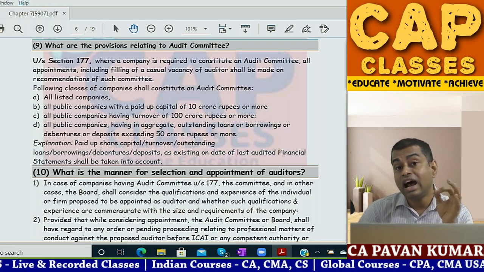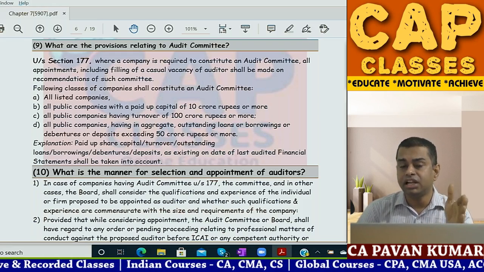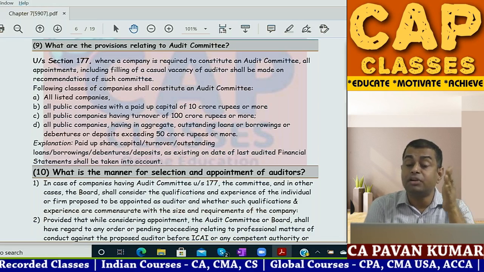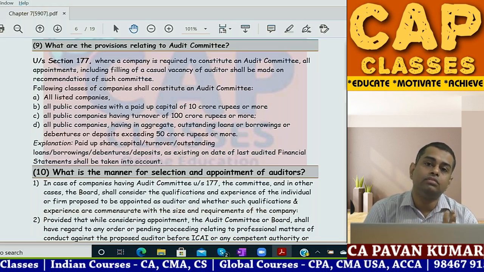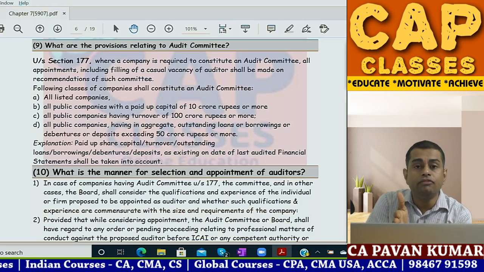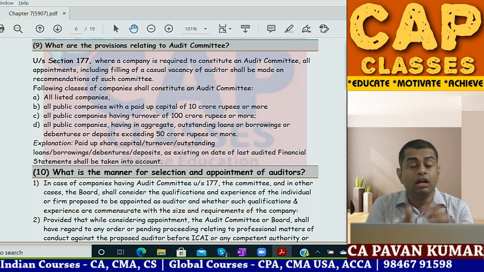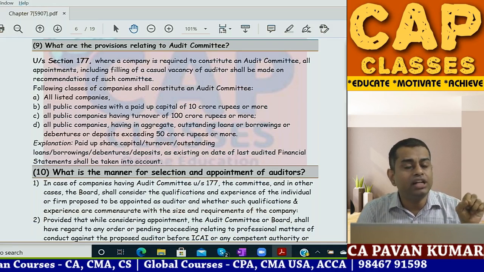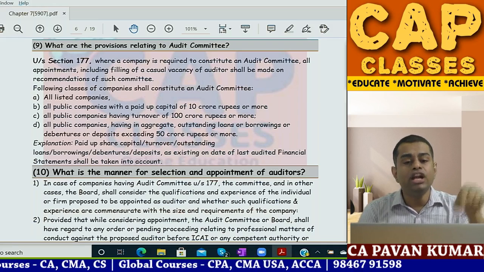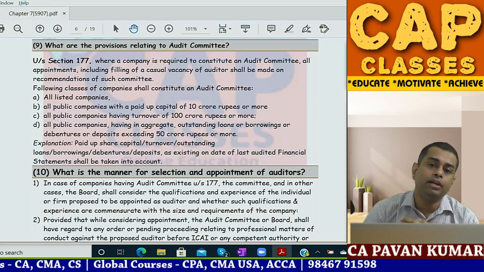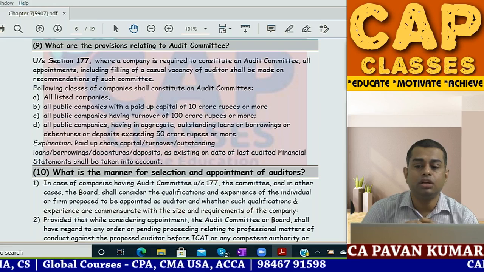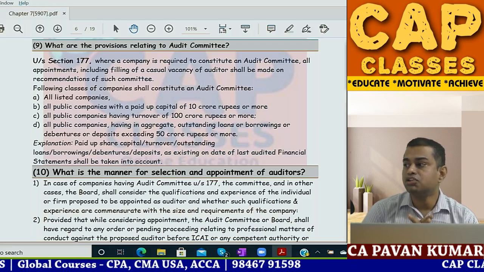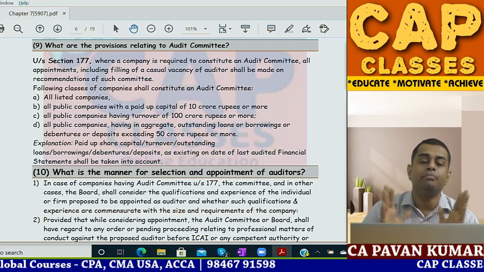Pavan sir, this share capital or this turnover or these loans and borrowings, how are they to be checked? On the last day of the previous financial year, as per the audited financial statements, you will verify. So today you are thinking of whether an audit committee is required. Latest audited financial statements are there, no? That you need to check whether it is applicable. That's it. So obviously, what is the conclusion? Audit committee is not mandatory for every company.